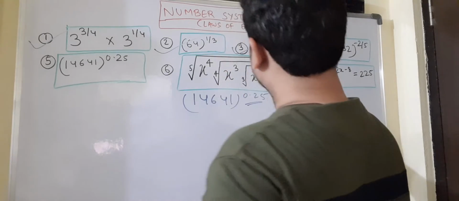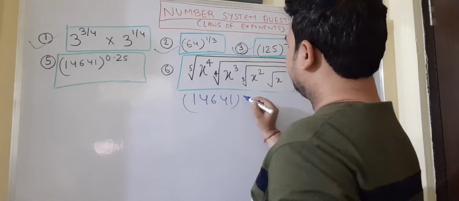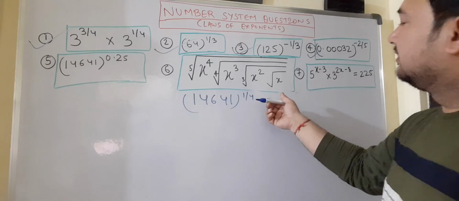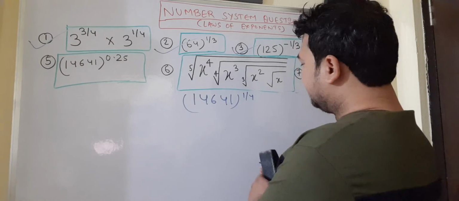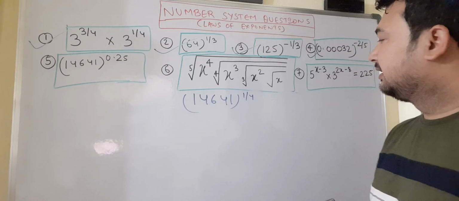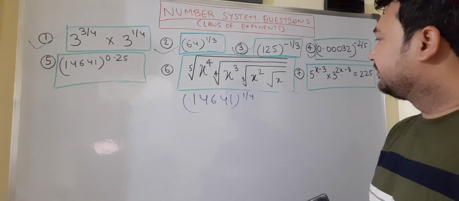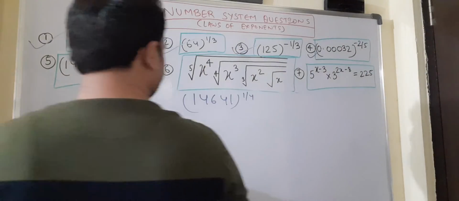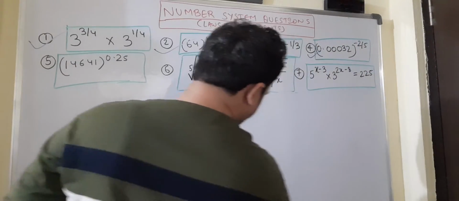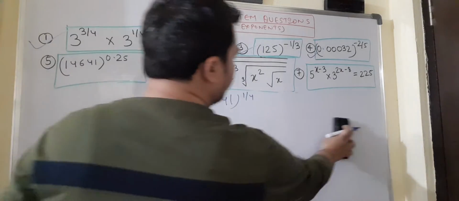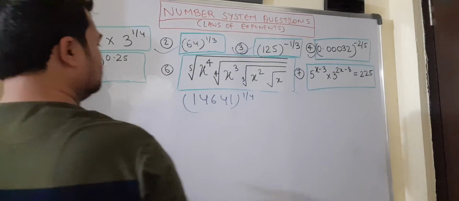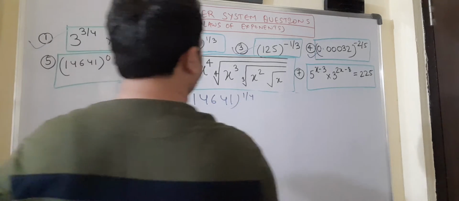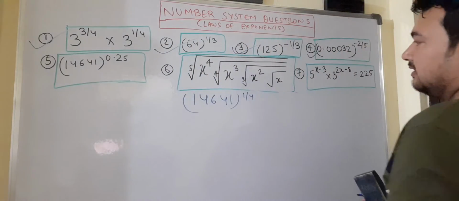You can write this as 1 by 4. Remember, whenever I rub something, you do not forget that step. Do not directly jump to this form. You need to convert it. I am rubbing it each time just because of the limitation of the space. So this is 14641 and the power is 1 by 4.